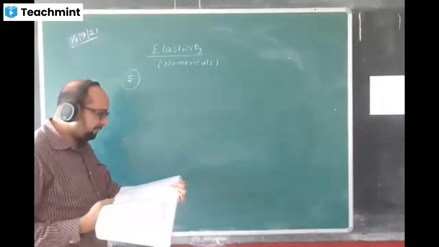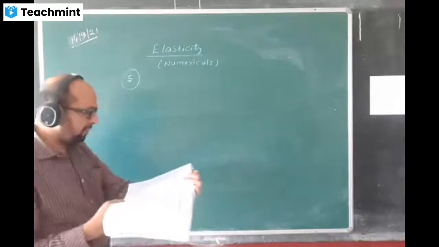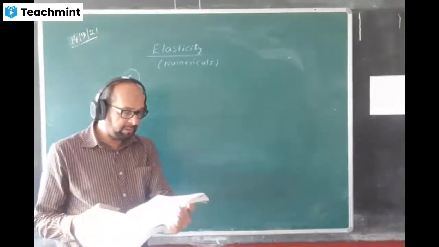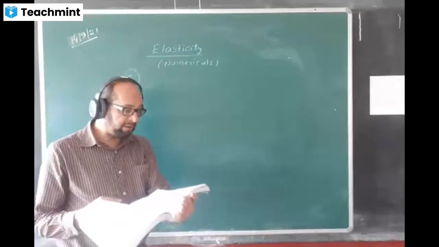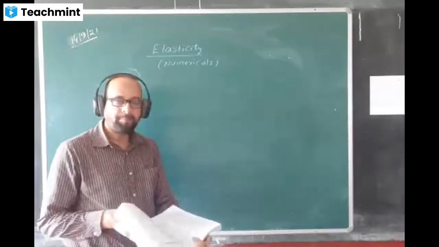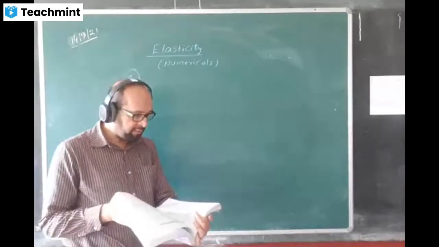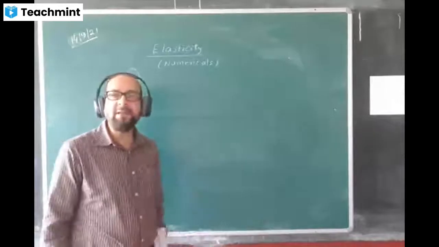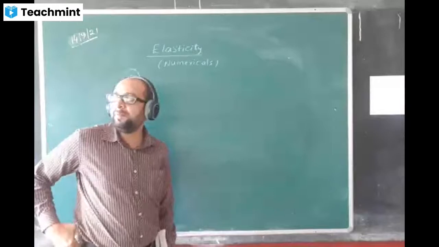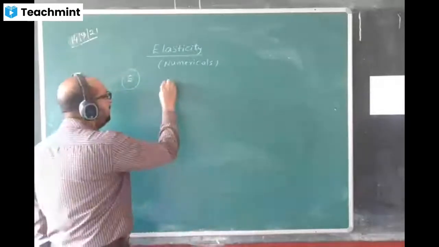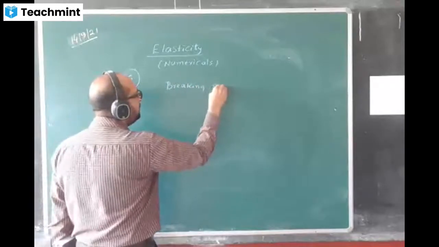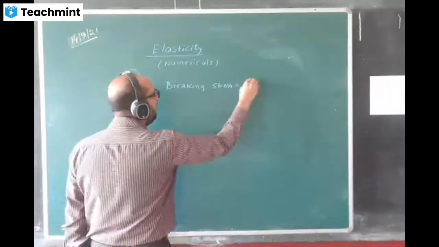For steel, the breaking stress is 8 into 10 to the power of 6 Pascal and the density is 8 into 10 to the power of 3 kg per meter cube. Find the maximum length of a steel wire which can be suspended without breaking under its own weight. Okay. G value is given 10. Breaking stress is given. What is the formula of breaking stress, or stress formula? F by A. So let us write that. Breaking stress is equal to F by A.